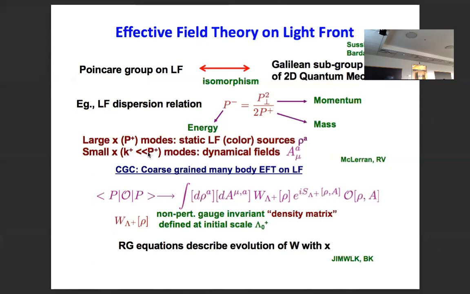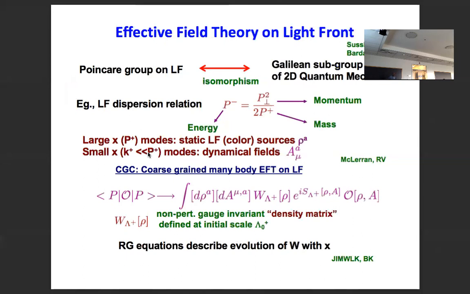This sounds very fancy, but you can see that in just the usual free particle dispersion relation, where you would write E squared is P squared plus m squared, in terms of these light front coordinates P minus, P plus, and P perp, it can be rewritten as P minus is P perp squared over 2P plus. And so if you interpret P minus as your energy, the generator of translations in x plus, the light cone time, then you can think of P plus as mass and P perp as momenta. And so small masses correspond to small x and large masses correspond to large x.